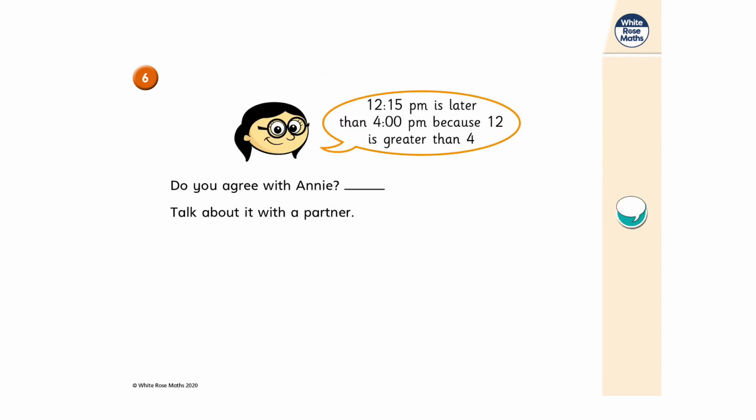Okay, so let's have a look at number 6. 12:15 p.m. is later than 4 p.m. because 12 is greater than 4. Do you agree with Annie? Remember 12:15. What time would that be? 12:15. What about 4 p.m.? Would that be earlier or later? Have a think.